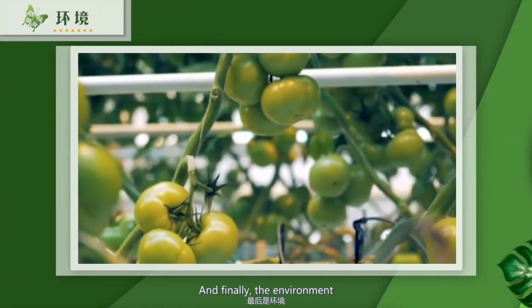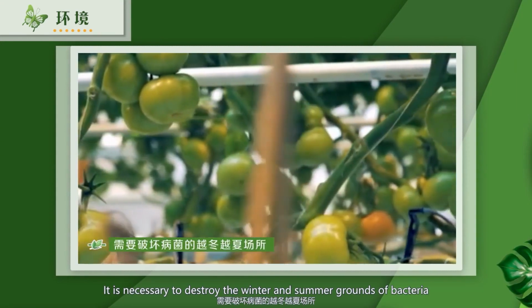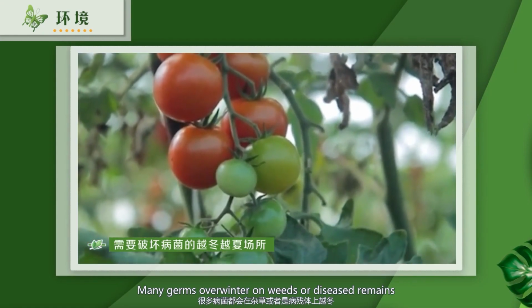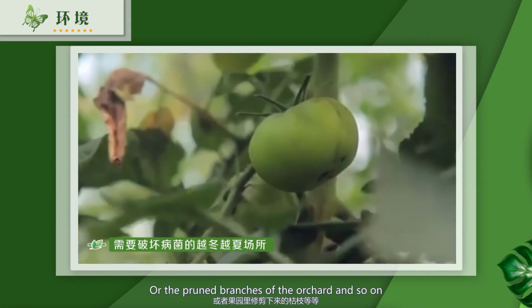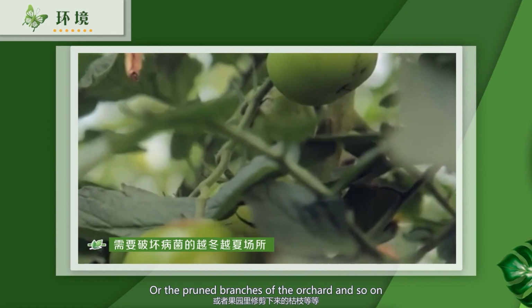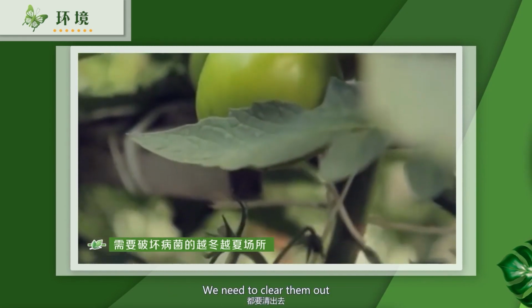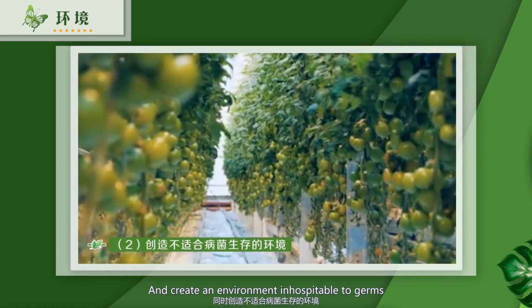And finally, the environment. It is necessary to destroy the wintering and summering grounds of bacteria. Many germs overwinter on weeds or diseased remains, like the weeds in the fields, or the pruned branches of the orchard and so on. They can carry potential pathogens. We need to clear them out and create an environment inhospitable to germs.